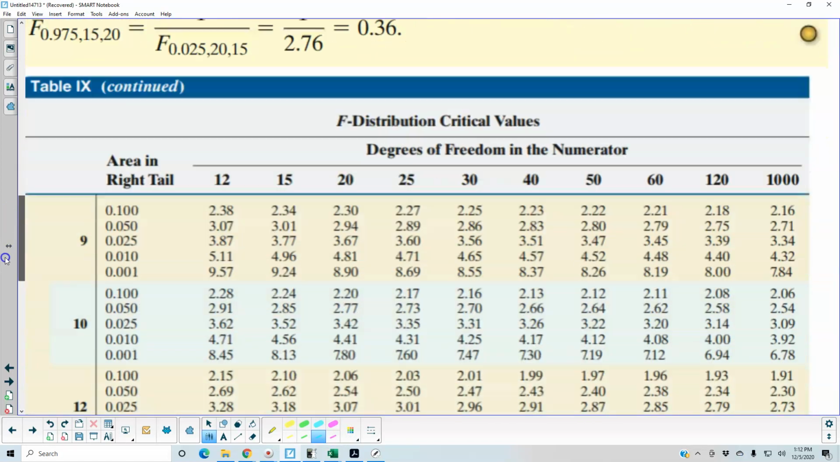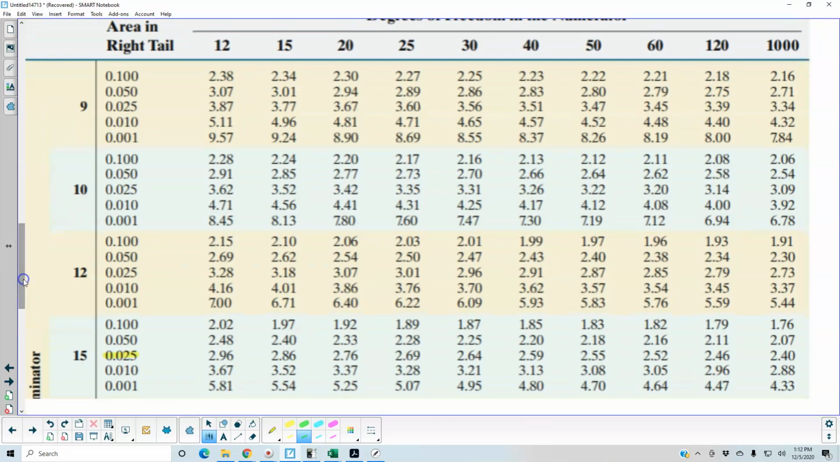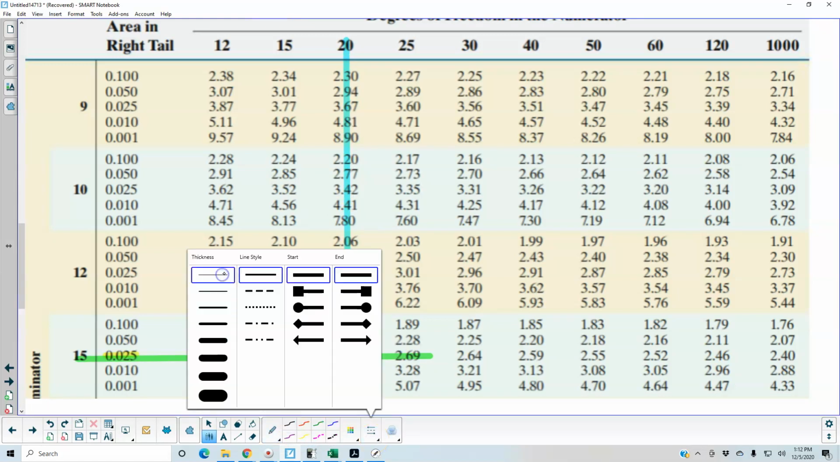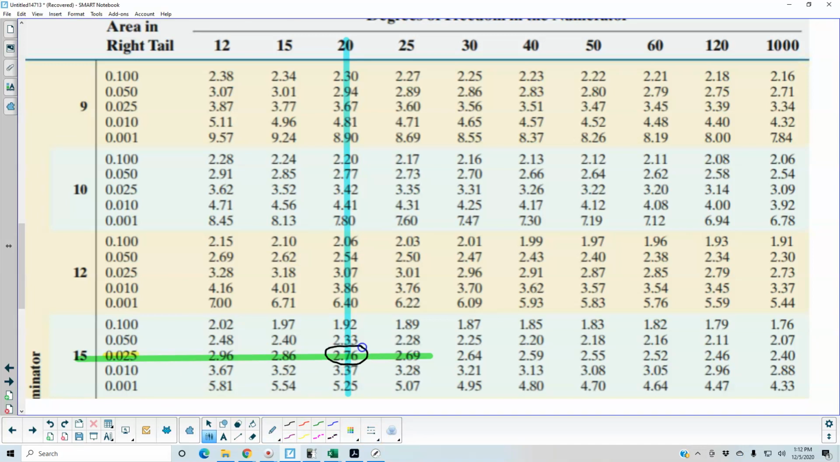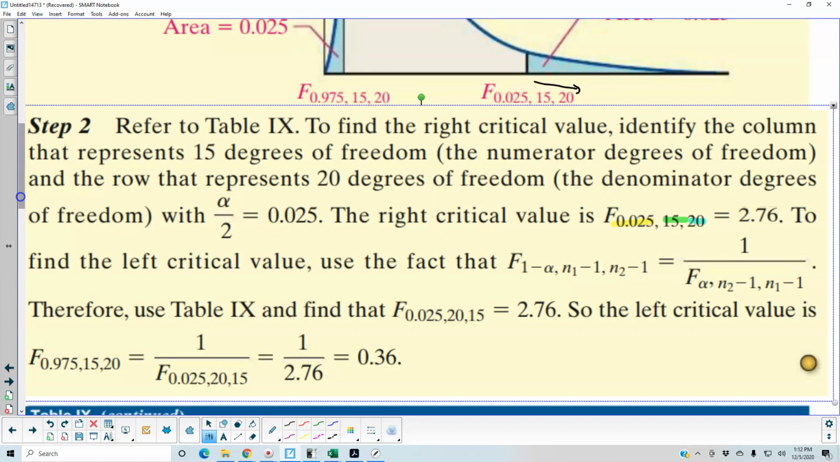So let's go ahead and look down at this chart here. We know that we're dealing with the area of 0.025, and we can see that the degrees of freedom in the numerator is 15, and then the degrees of freedom in the denominator is 20. So what do we notice here? We can see that the critical value is now going to be 2.76. So the critical value over here represents 2.76. That gives us our critical value where the area to the right is 0.025.